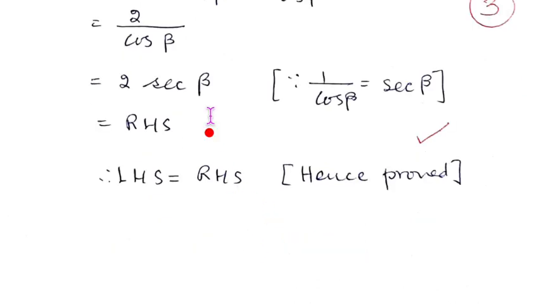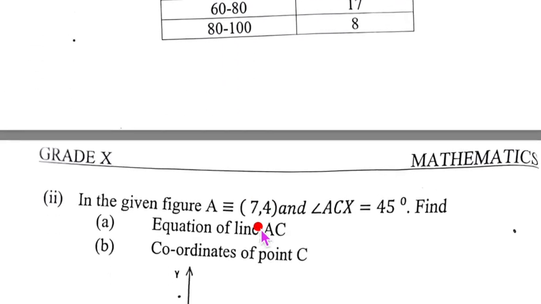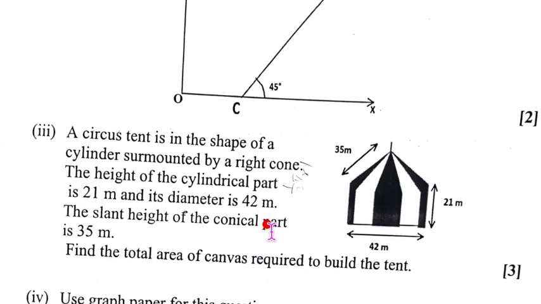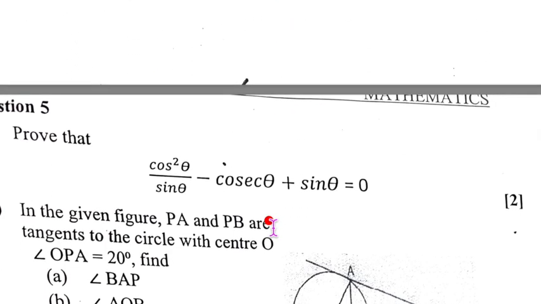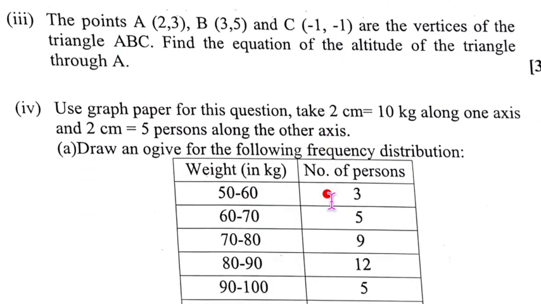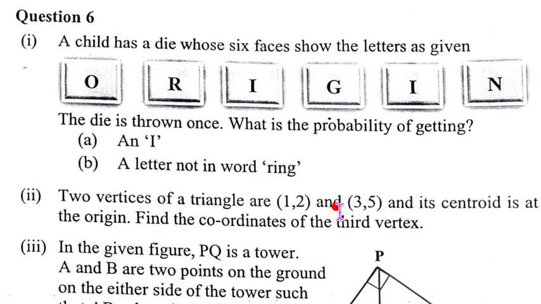So we come to the last question now. As I told you, I'm solving question number 2, 3 and 6. The other questions you can solve on your own, but I am just going to look for the solutions for question 2, 3 and 6. So let's look at question number 6. A child has a die which has 6 faces which have the letters given like this. A die is thrown once. What is the probability of getting an I and a letter not in the word ring? Now this is fairly simple.